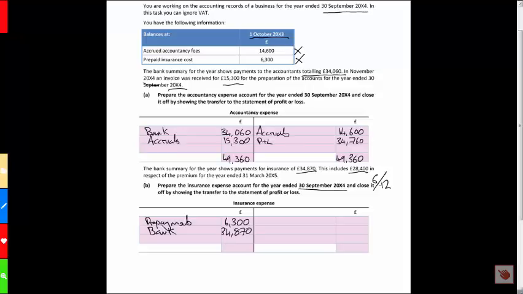So we debit prepayments and then credit the expense, because we don't want to show that expense in this year. It belongs in next year. So half of that will be £14,200.